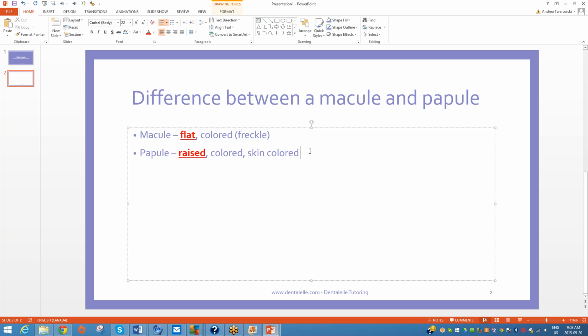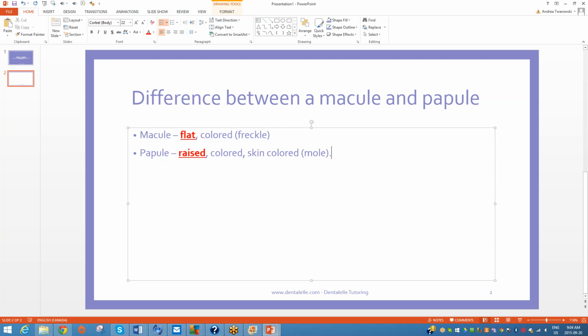A papule, what would be a good example? I'd say a mole is a good example. So let me say that here. So a mole is a good example. If you have a papule, does it mean it's going to cause cancer? No. It could be or it could not be. But a papule is a way to basically explain what the lesion looks like.